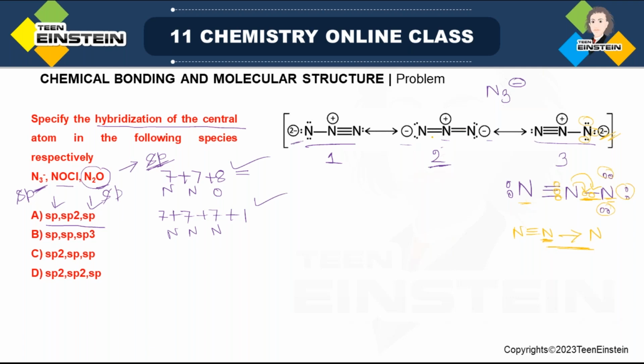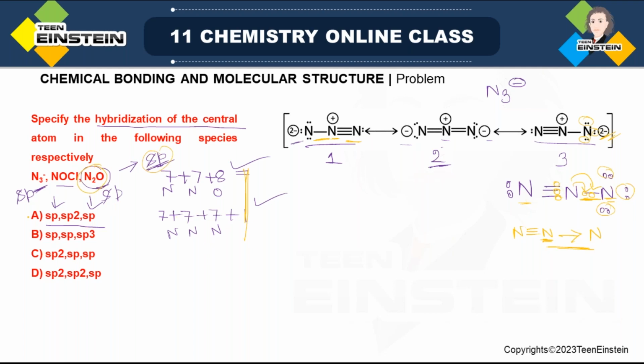But if you know the resonance structures, you can see in all these structures, the central nitrogen has 2 positions, one on both sides. So this is also sp. So you can explain it from this point of view, or you can also consider that N2O is sp and these two are isoelectronic. So N3 minus will also be sp.